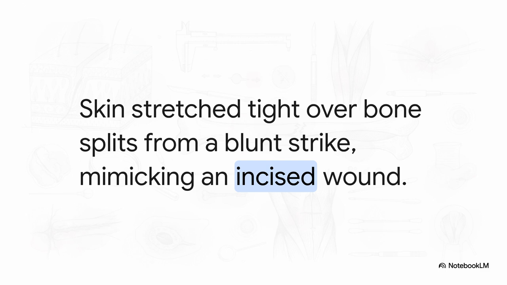They'll describe a wound on a victim's scalp. It's got perfectly straight, regular margins, and it bleeds profusely. And then they tell you it was caused by a blunt wooden baseball bat. Wait, how is that mechanically possible? Well, in areas where the skin is stretched incredibly tight directly over a hard bone, like your scalp, your shin, or your chin, a blunt strike will literally split the skin in a perfectly straight line, perfectly mimicking a sharp incised wound. It is a brilliant trap.